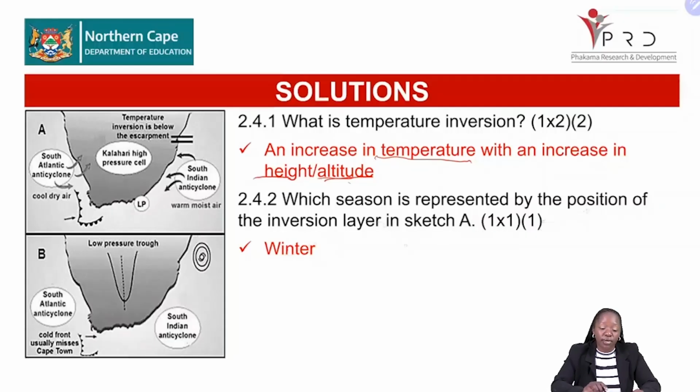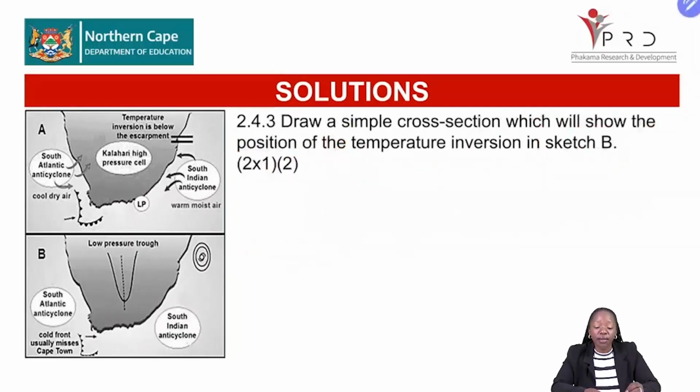What you see there, the temperature inversion is below the escarpment. They've already given you this information. By now you're supposed to know that if the temperature inversion is below the escarpment, it is representing winter. Secondly, we're looking at the position of the high pressure cells, and with the position, you know that this is winter. You see there is a cold front that is approaching. There is a Kalahari high pressure that is dominant over the interior. Remember, those are the winter conditions.